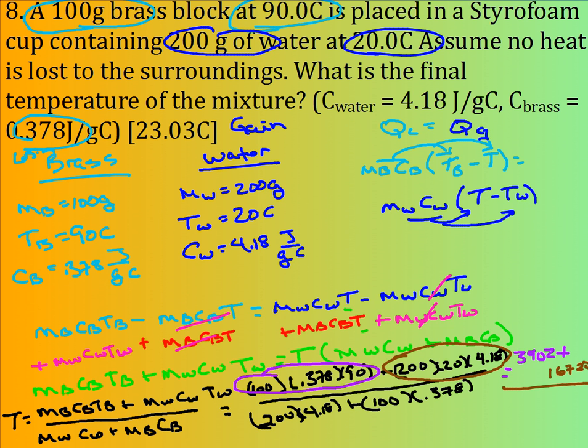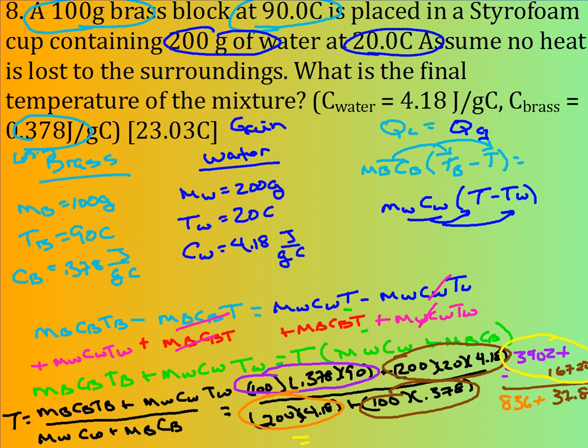I'm sorry I ran out of room. Let's see. 200 times 4.18 is, I don't know, 836 plus 100 times 0.378, which is 37.8. Now, we're going to get through this. We're going to add these two numbers right here together. I'm going to switch it to black because I'm not going to be able to see it.